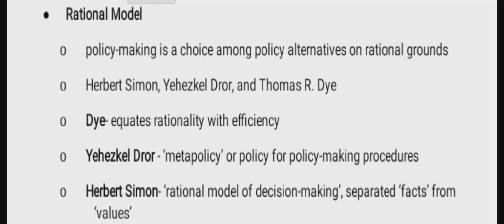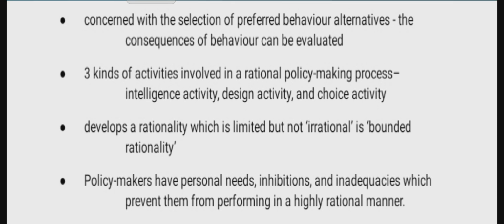In this model, policy making is a choice among policy alternatives on rational grounds. Herbert Simon, Yehezkel Dror, and Thomas R. Dye. Dye equates rationality with efficiency. Dror says meta-policy, or policy for policy-making procedures, and Herbert Simon says the rational model of decision making separated facts from values. Then, it is concerned with the selection of preferred behavior alternatives, so the consequences of behavior can be evaluated. Three kinds of activities are involved in the rational policy making process, which are intelligence activity, design activity, and choice activity. He developed a rationality which is limited but not irrational, called bounded rationality.